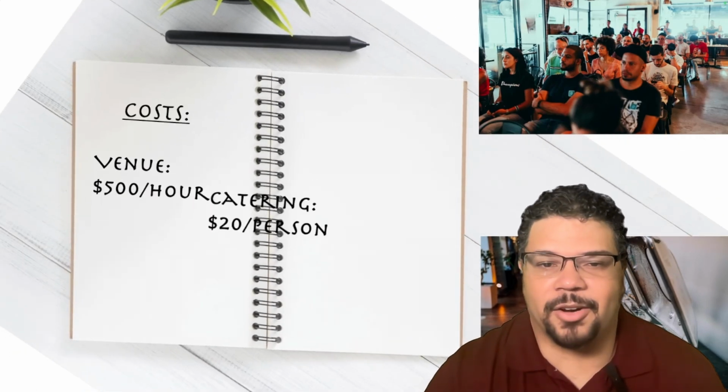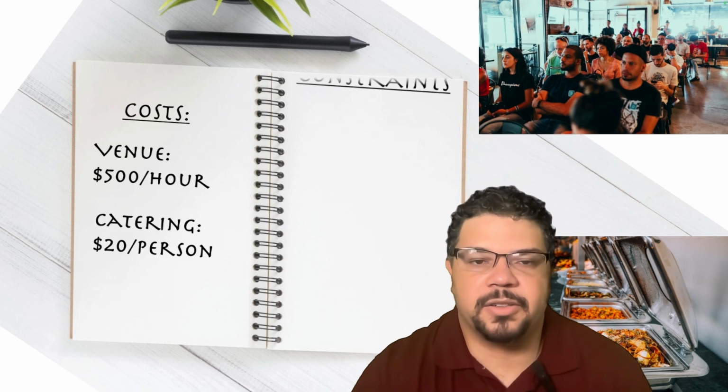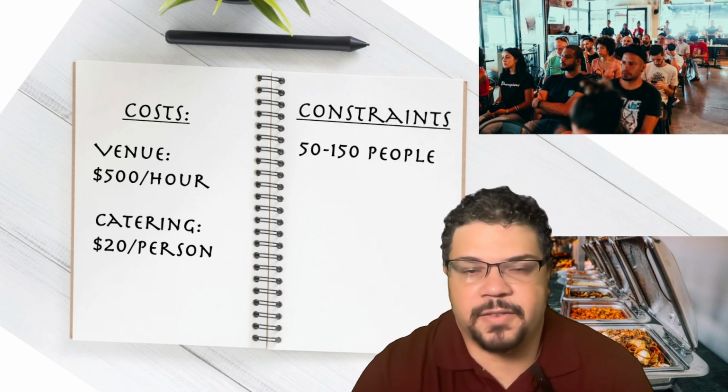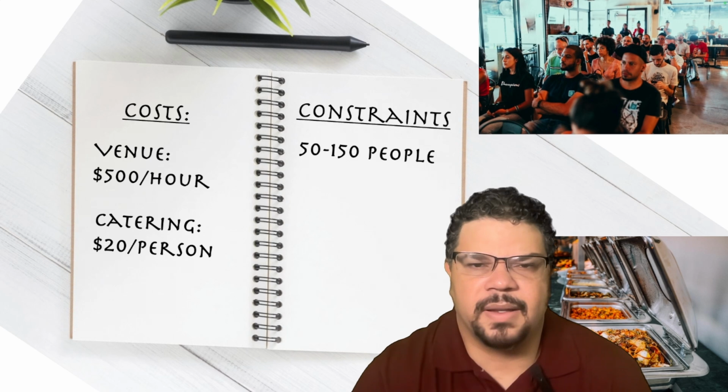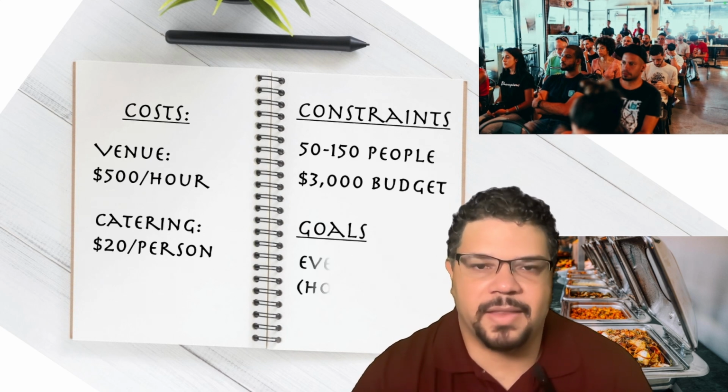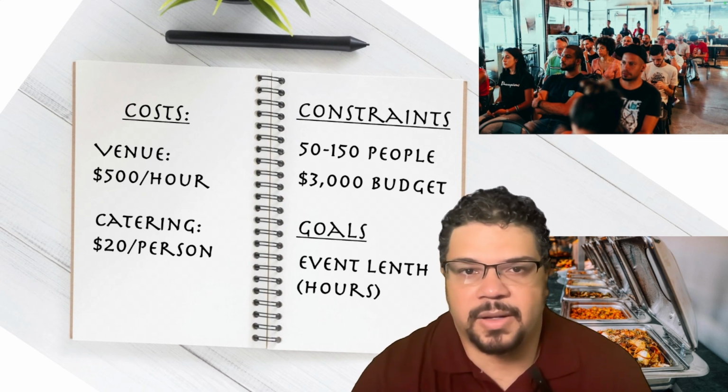Let's gather together all of our costs. We also have some constraints. The event needs to admit at least 50 people, but not more than 150. And we also have a budget of $3,000. Our goal is to figure out how long the event can be while satisfying all the constraints.